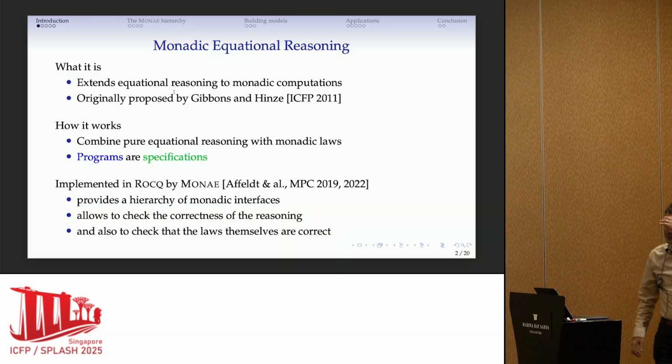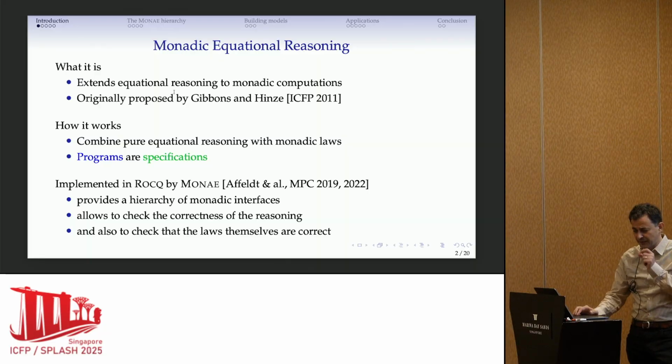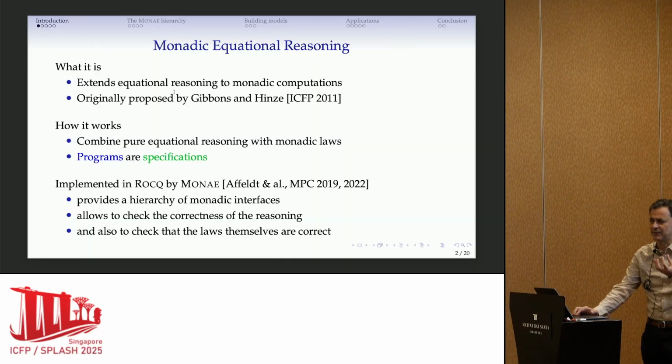It had been implemented in Coq, it was Coq at the time, by the Monae library, which essentially provides a hierarchy of monadic interfaces. You see a difference with just monads. It allows to check the correctness of the reasoning and also to check that the laws themselves are correct. Those are the two aspects you want to check.